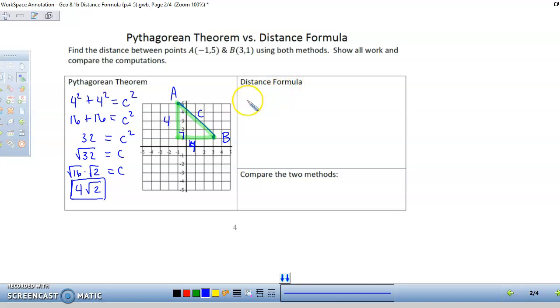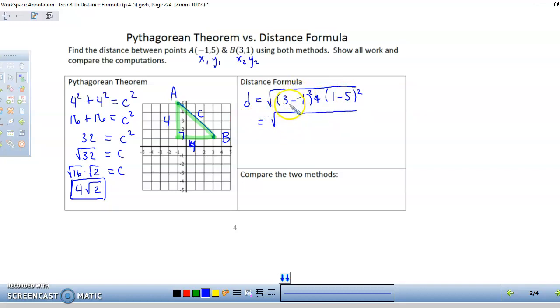Distance formula. So the c value for the Pythagorean theorem is the same as the d in the distance formula. So let's make the skeleton. That's squared. Okay, and then we're going to plug in x1, y1, x2, y2. Okay, so 3 minus the negative 1, and then 1 minus the 5. Okay, so pause and simplify that.